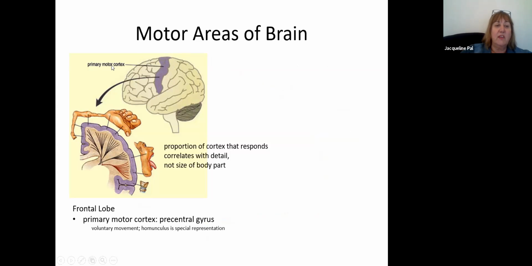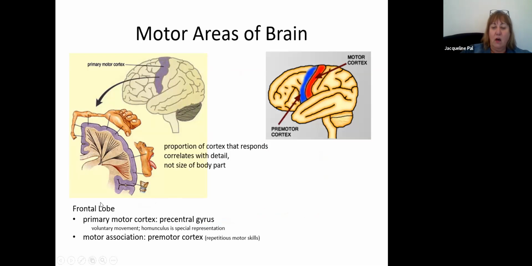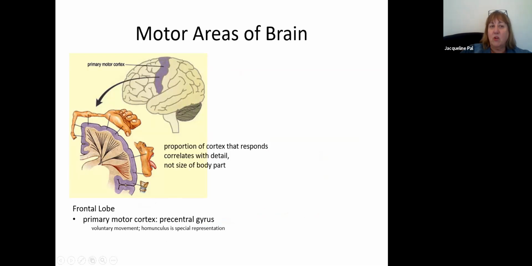So you're in the frontal lobe. That most posterior gyrus of the frontal lobe is your precentral gyrus, and the precentral gyrus is what we call the primary motor cortex. The reason for that is this has been mapped out, and the more detailed fine movement there is, the bigger representation there is.